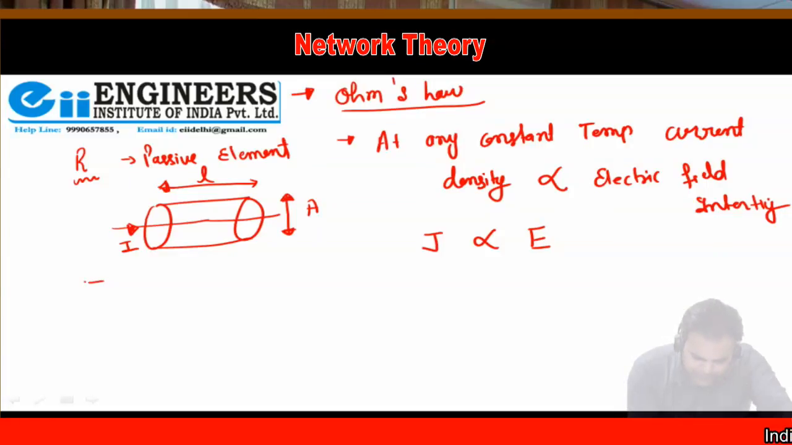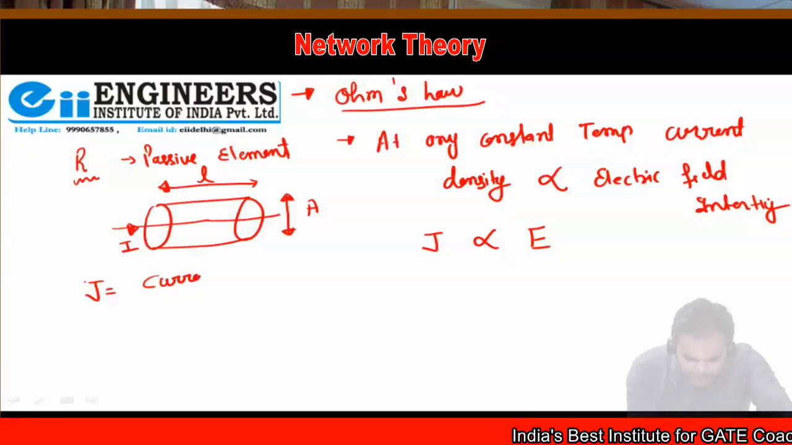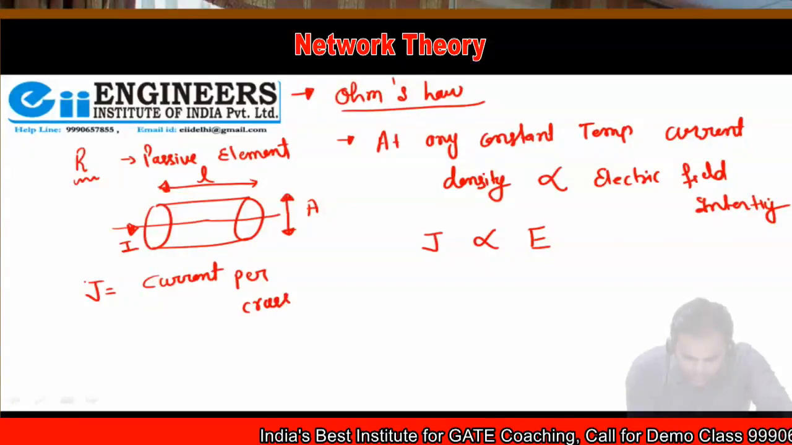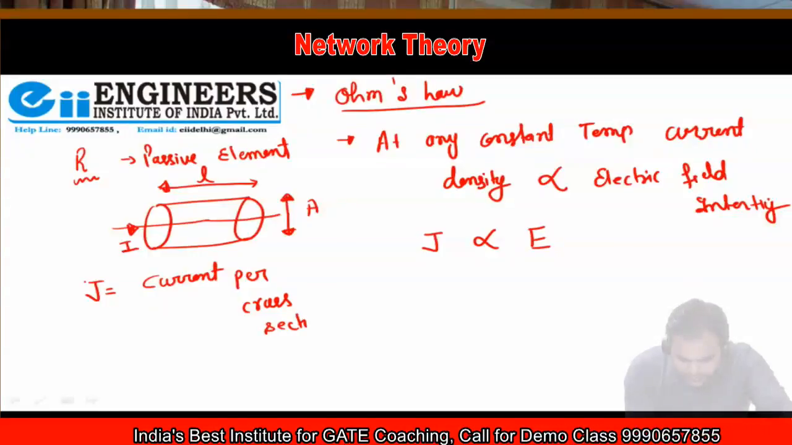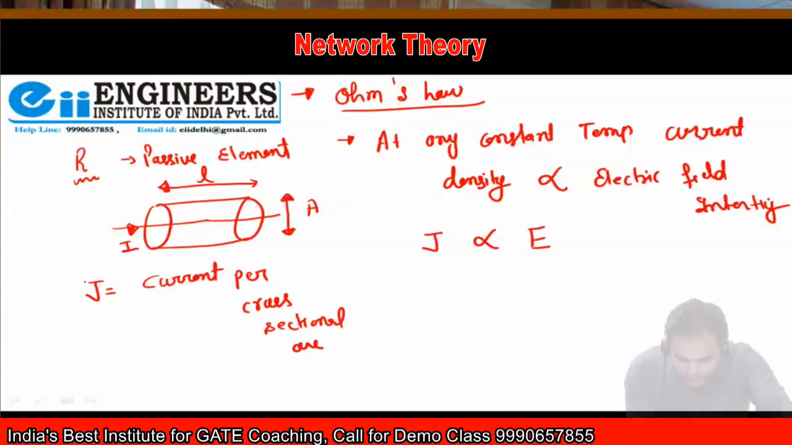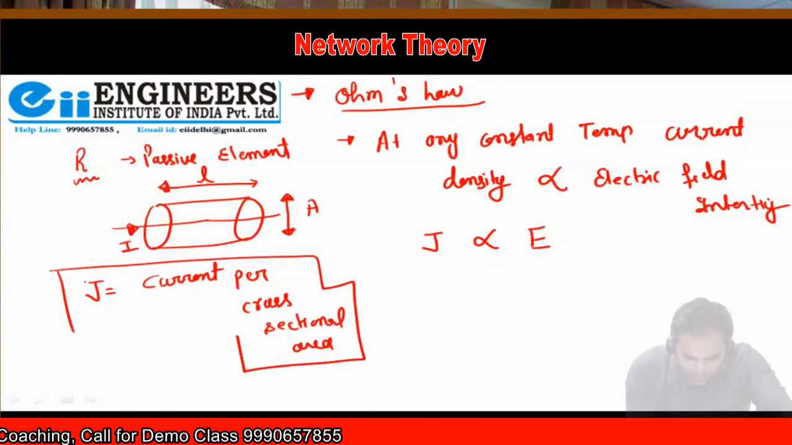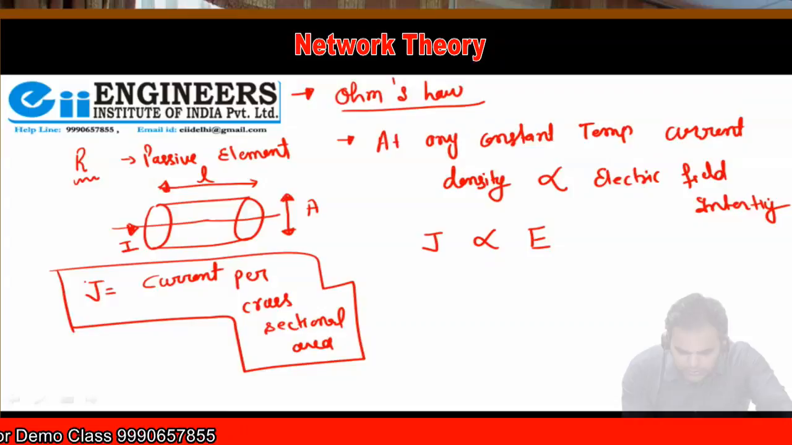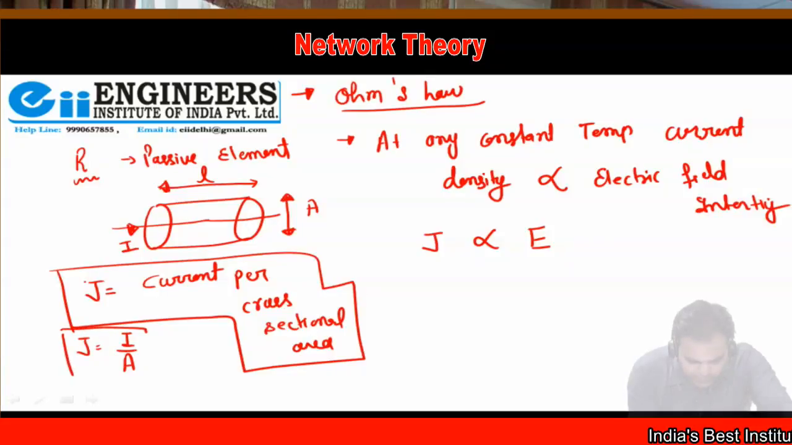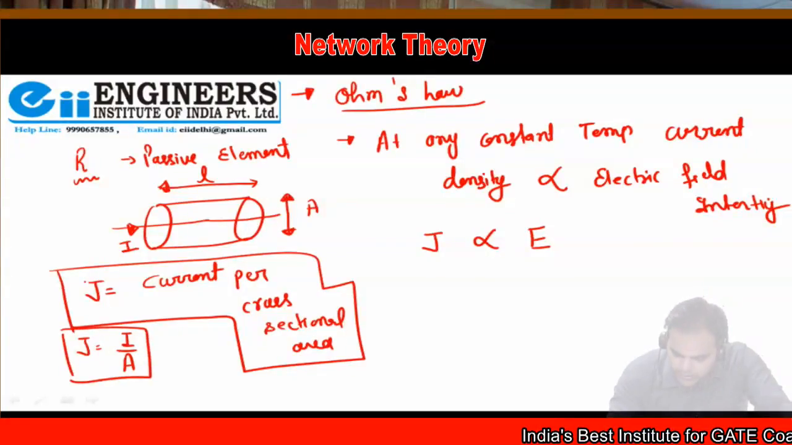What is J? J is current density. The current per cross-sectional area is called current density, J. By definition, J is equal to I upon A.